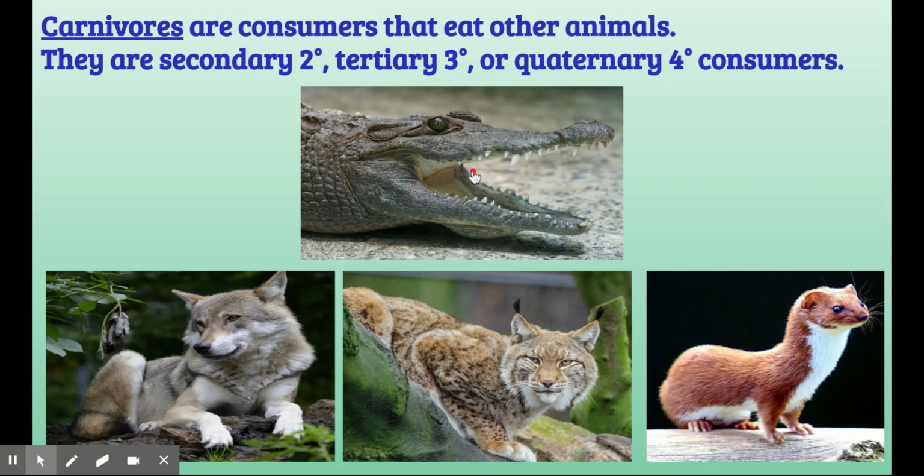So there are things like a crocodile, a wolf, that we've looked at in Yellowstone. They are definitely carnivores. This is a lynx or a bobcat. I'm not quite sure which one. Also a carnivore. And then that is a weasel, I think. And so these are all animals that only get their food energy by eating other animals. So we call them carnivores.